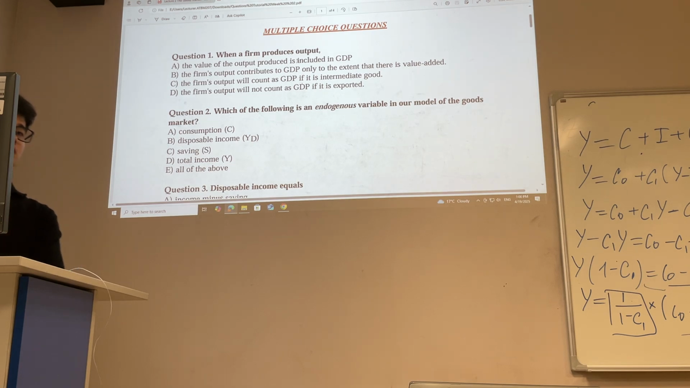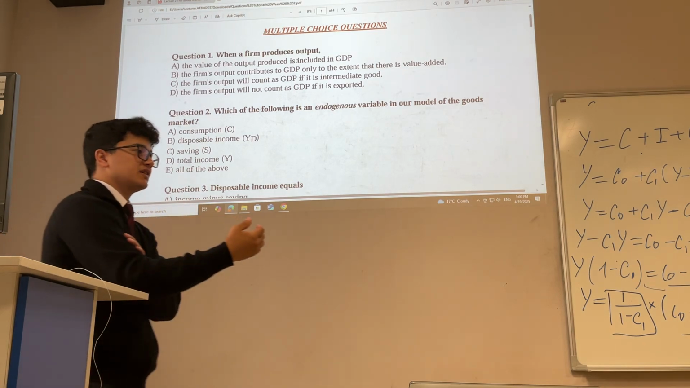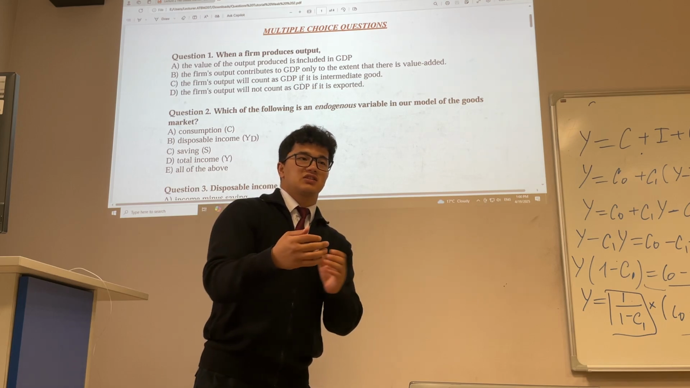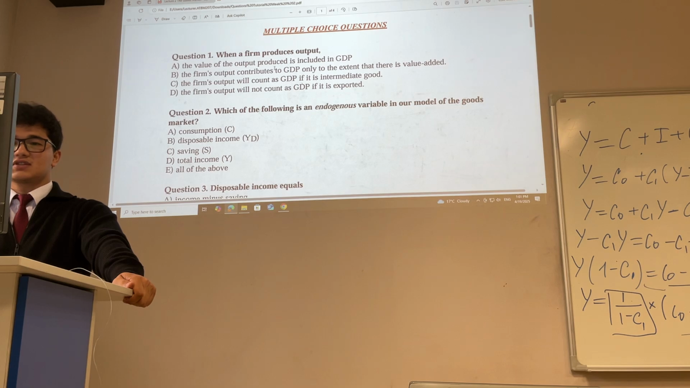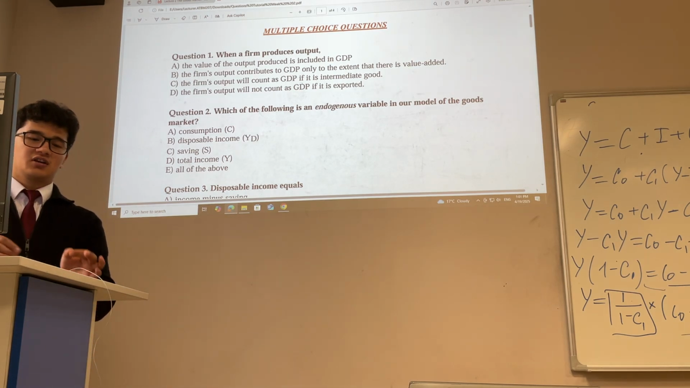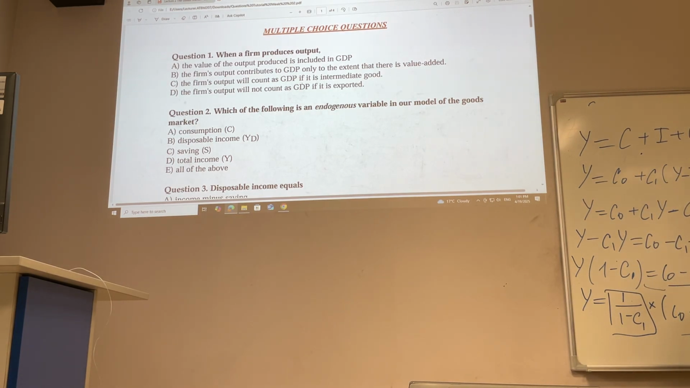So the answer is C. The value of output produced means that they're not telling whether there are intermediate goods or not. They're just taking the value, not considering that. That's why it's C. The firm's output counts as GDP if it is a final good. Intermediate goods, we just need one good to produce another. How about another good? It's not intermediate, right?